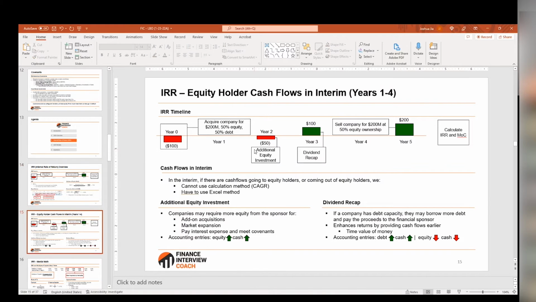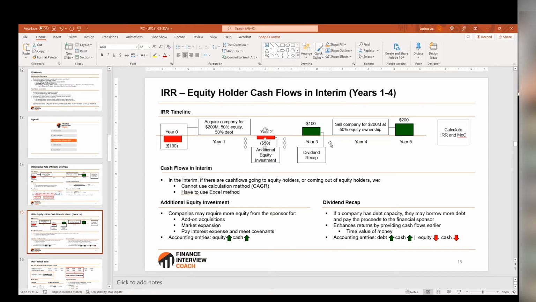Now, the reason you might want to do the Excel way is because sometimes stuff happens in the middle. In private equity, they might go back and do a capital call and be like, hey, we actually need more money because we've decided that we want to do more add-on acquisitions. We found a great investment, but you, Mr. Investor, need to give us more money. And the investor's like, okay, fine. And so they give them money.